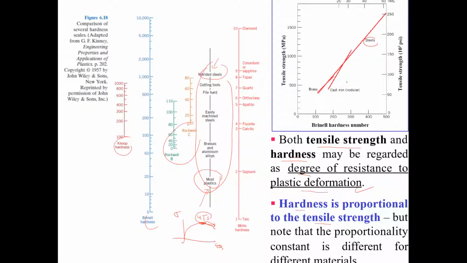For example, here, if let's say steel, the tensile strength is higher than cast iron. You can see here the tensile strength for steel is higher than cast iron, and the same goes for the Brinell hardness number. You can see here the Brinell hardness number, for example at this point, for this cast iron is also lower than the steel.